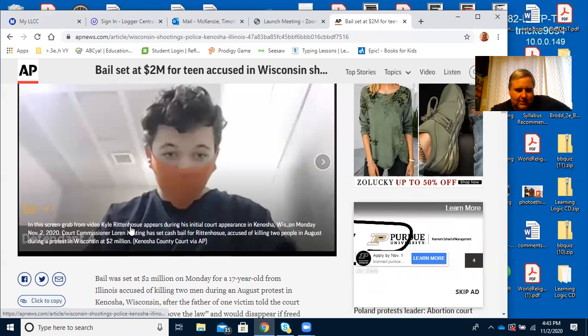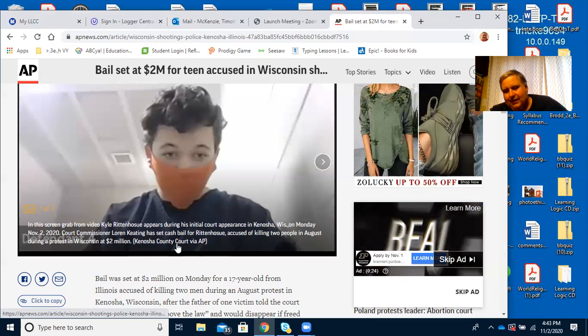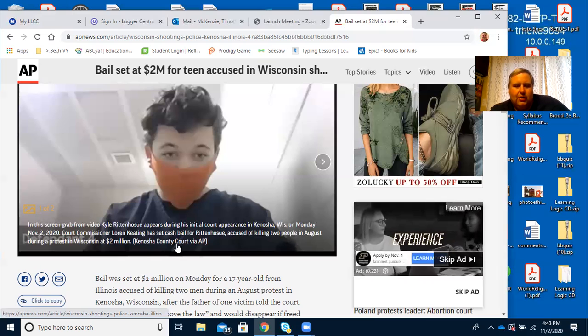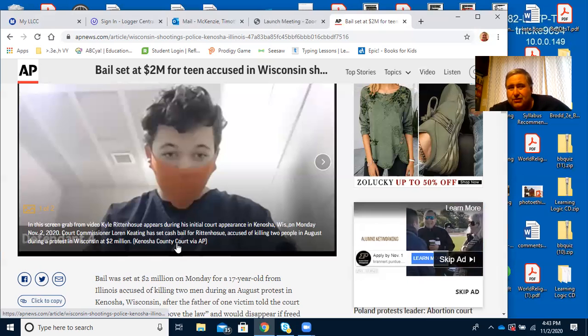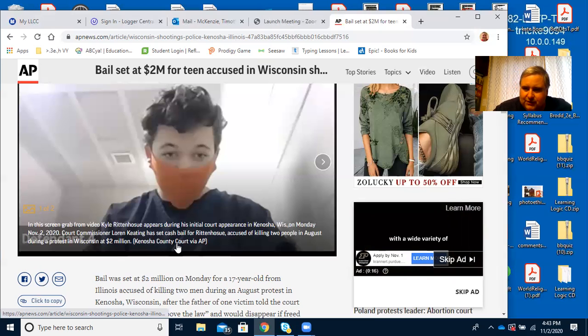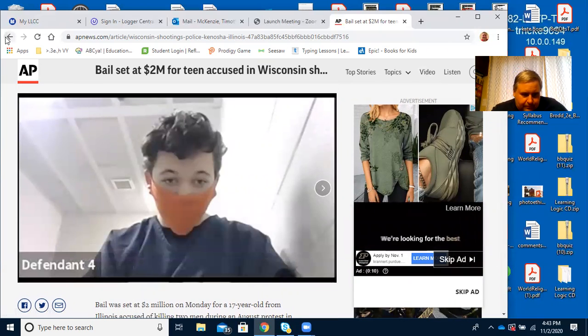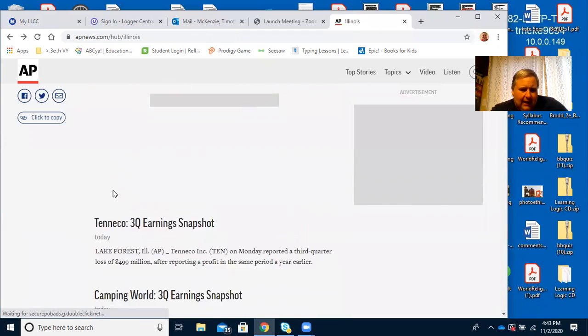So in this case, court commissioner Lauren Keating has set cash bail for Rittenhouse, accused of killing 2 people in August during protest in Wisconsin, at $2 million. It's a little clumsy, maybe a little longer than I'd like, but it at least gets you a little more information. And you then go, oh, that's why we're showing a picture of this kid. That's why we have a picture. We know what it is. We know why there's a story. We can come back here.